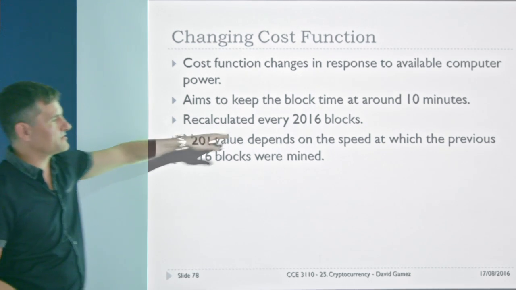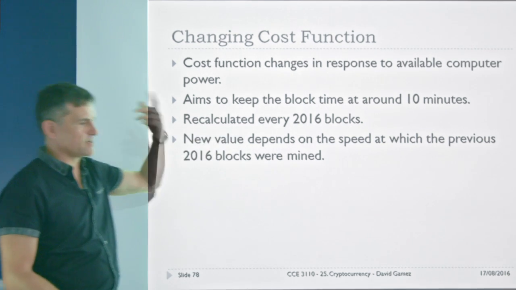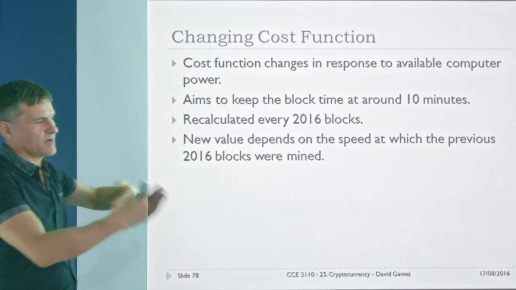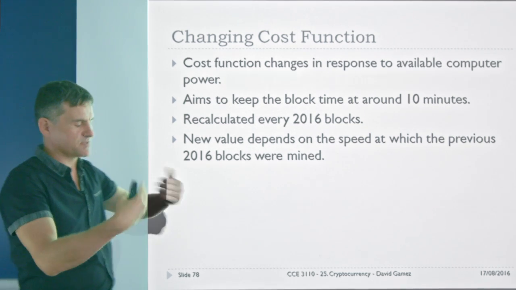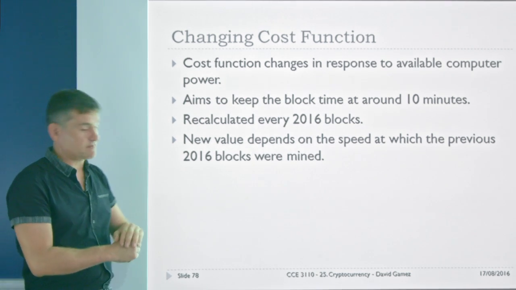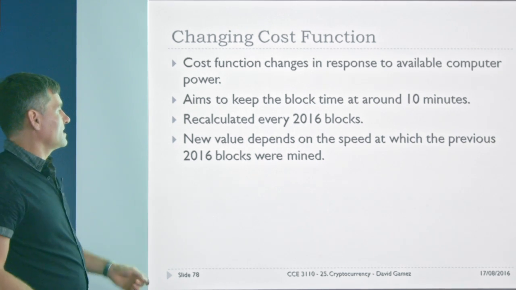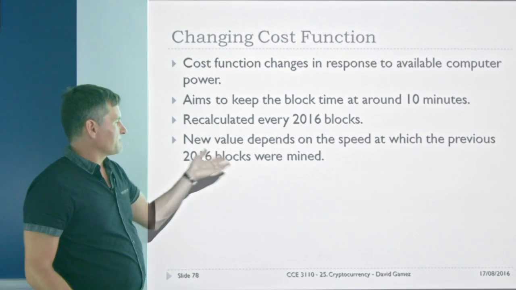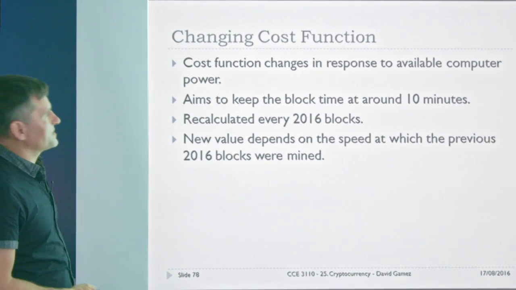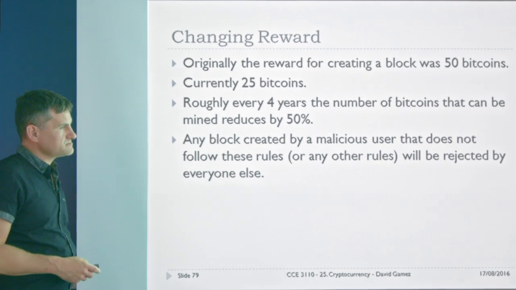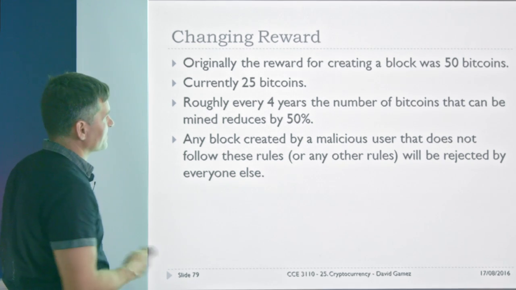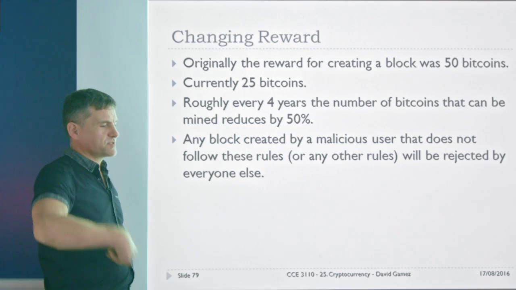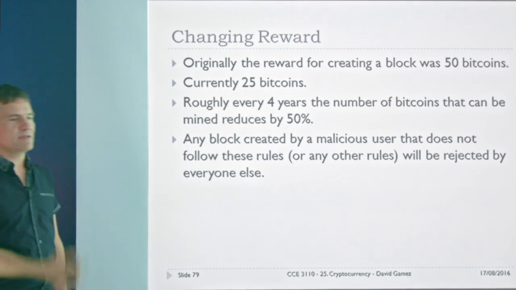So every 2016 blocks, they recalculate how many leading zeros need to be found to generate a new block. So they measure how fast the previous blocks are mined and then adjust the cost function appropriately. They're also adjusting the reward function. So they're generating blocks at a steady rate of once every 10 minutes.